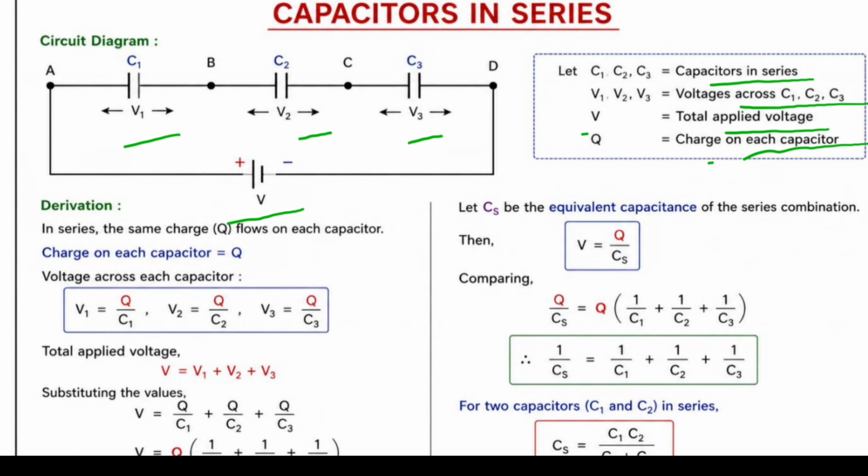Coming to the derivation, in series the same charge flows through each capacitor. Let us consider the charge on each capacitor as Q. So the voltage across each capacitor, we can write the formula: V1 is equal to Q by C1, V2 is equal to Q by C2, and V3 is equal to Q by C3. The total applied voltage V is the overall voltage, which is V1 plus V2 plus V3.